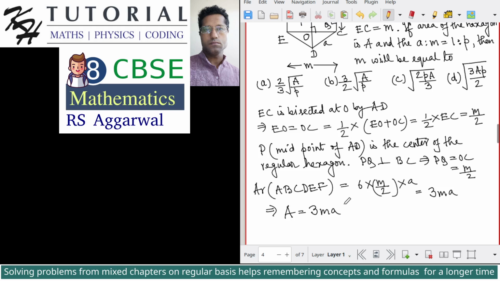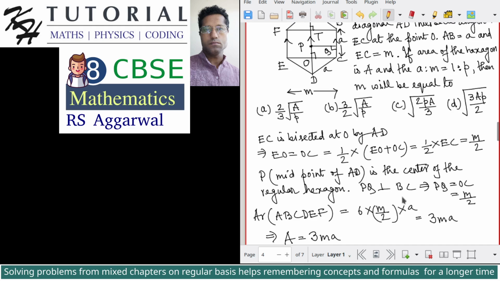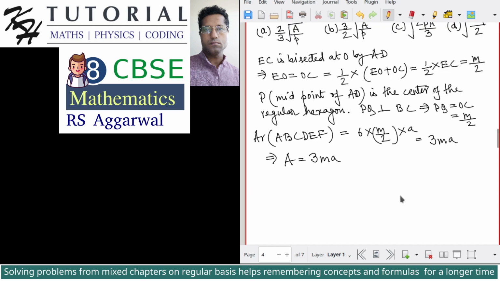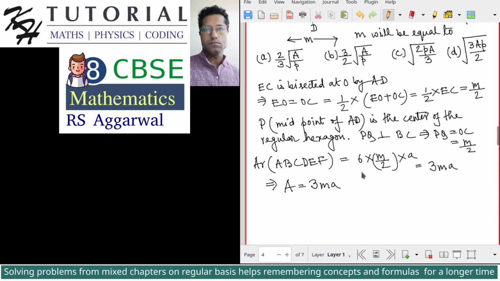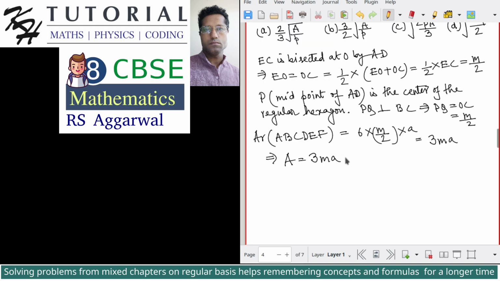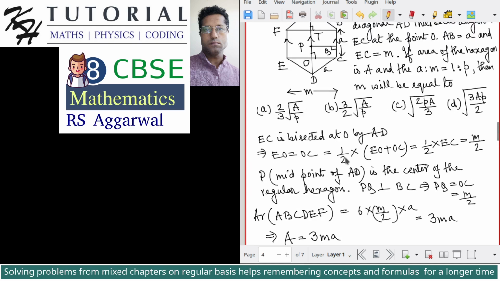We need to find the value of m in terms of A and p. From this equation we can find m in terms of capital A and small a, but we have to find small m in terms of capital A and small p, as all the given choices are in terms of capital A and small p. So we now need to use the ratio.